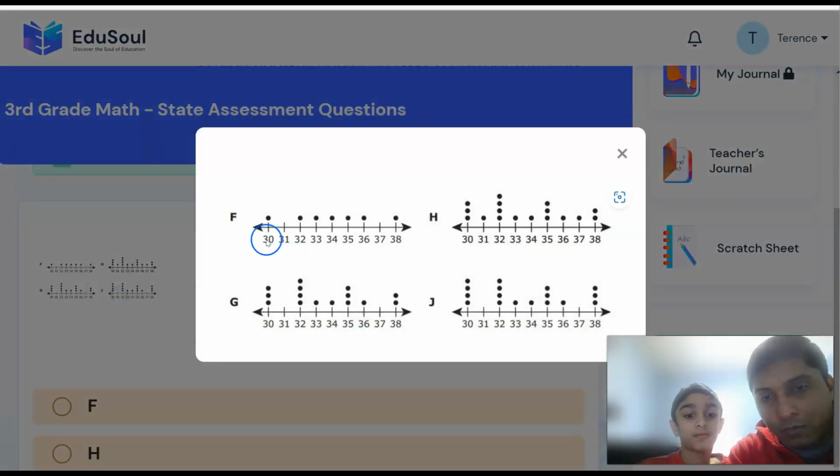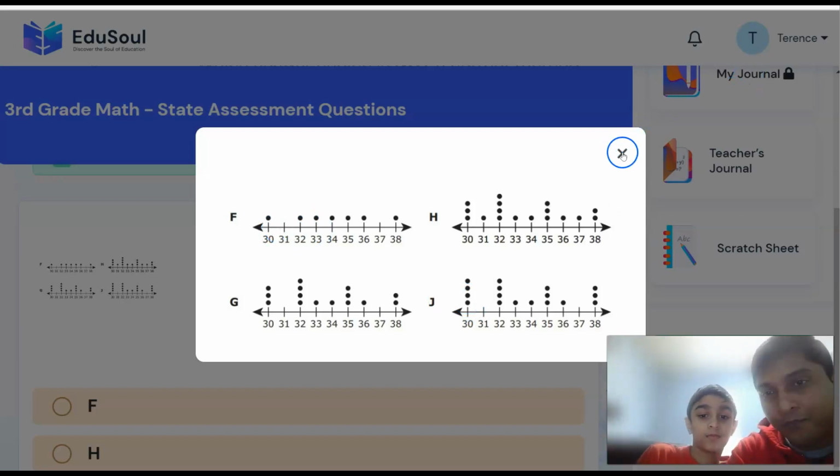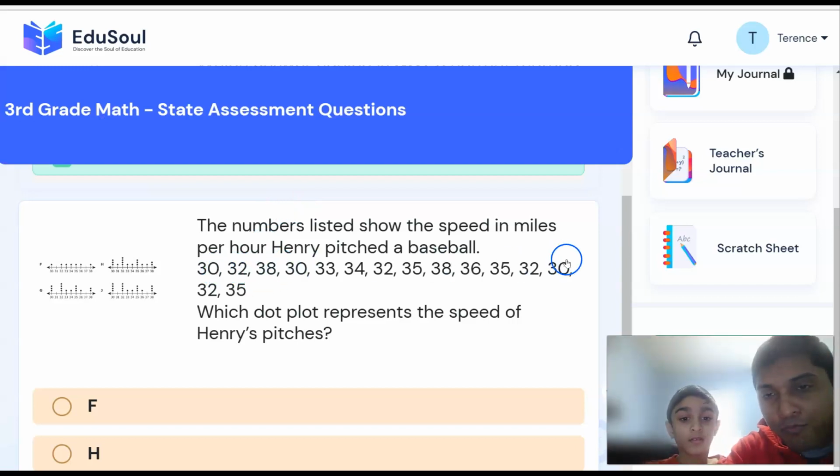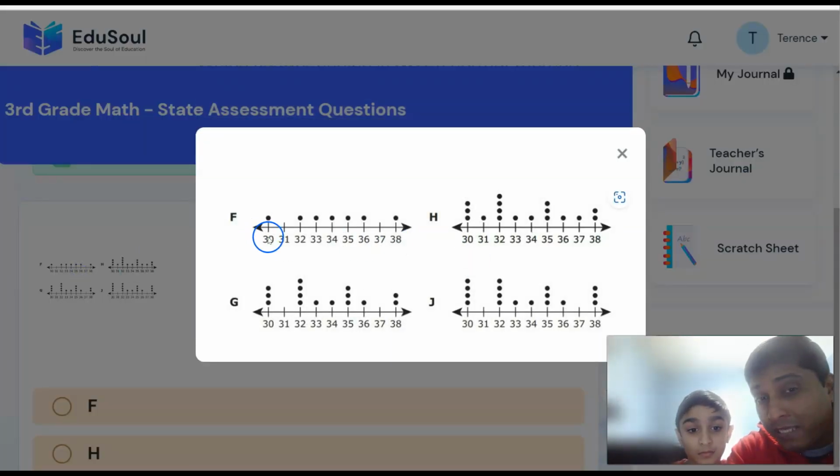Okay, so these dot plots, F: 30 is 1 time, H: 30 is 3 times, G: 30 is 3 times, J: 30 how many times? 4 times. Now let's make a smart choice, right? Let's look at 30. Which one is the right one? So look here. How many 30s are there? Look here. There's 1, 2, 3. Now can we go with F? No. Why? Because 30 is only 1 time in the F option.